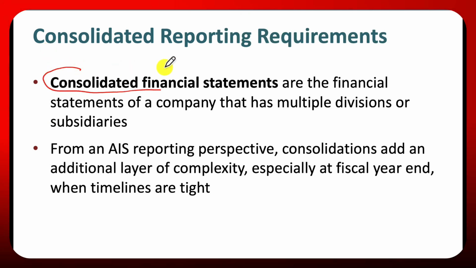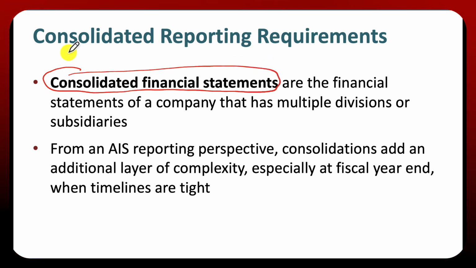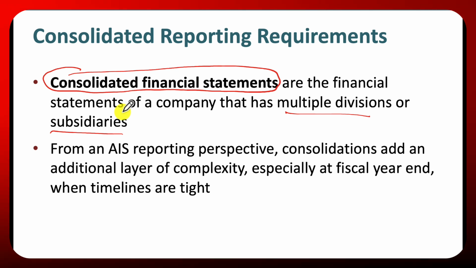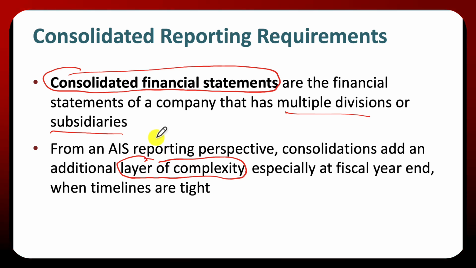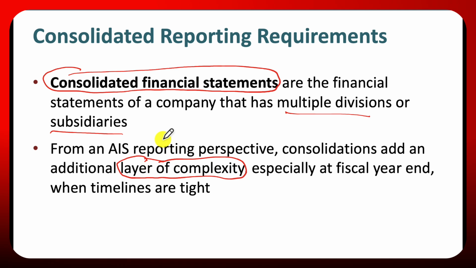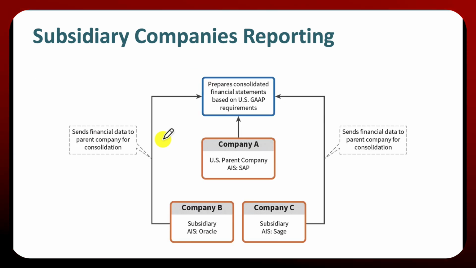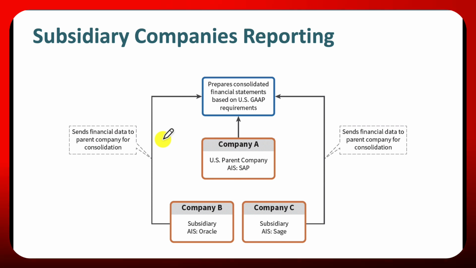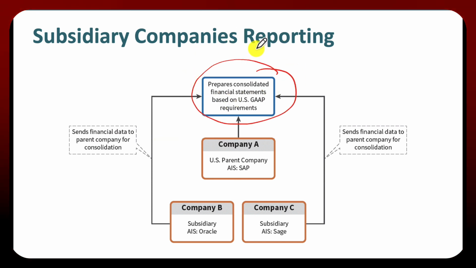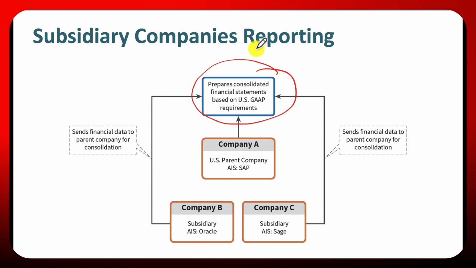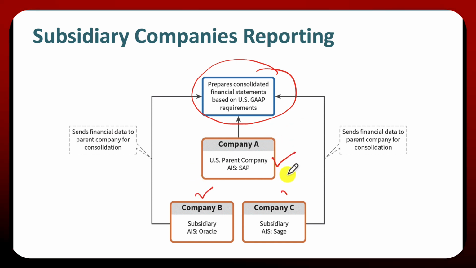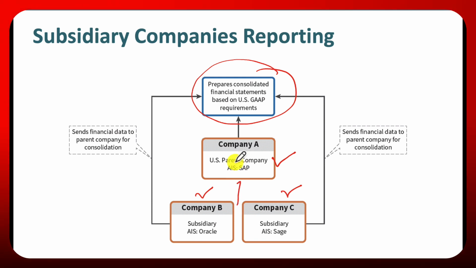Then we move on to consolidated financial statements. These are the financial statements of a company that has either multiple divisions or different subsidiaries. From an accounting information system reporting perspective, consolidations add another layer of complexity, especially at the fiscal year end when timelines are tight. Also with consolidated financial statements, we have intercompany accounts, and we need to make sure that everything is recorded as it should be. When we are looking at subsidiary companies reporting, we have to prepare consolidated financial statements according to FASB and US GAAP. We would have the parent company, and then we would have the subsidiaries, and we have to make sure that those subsidiaries are actually trued up to the parent company.